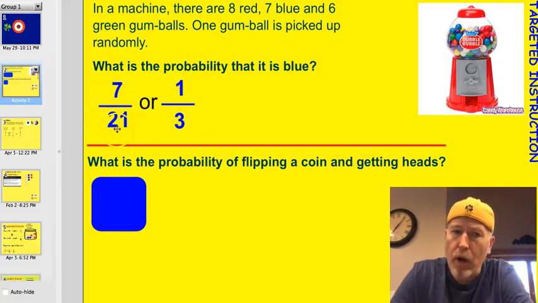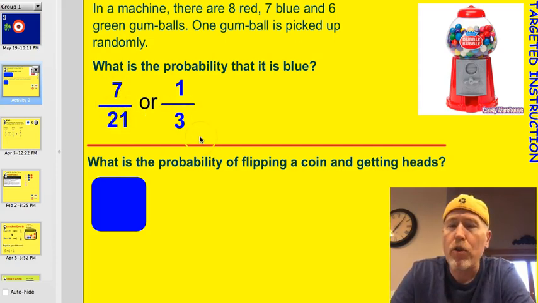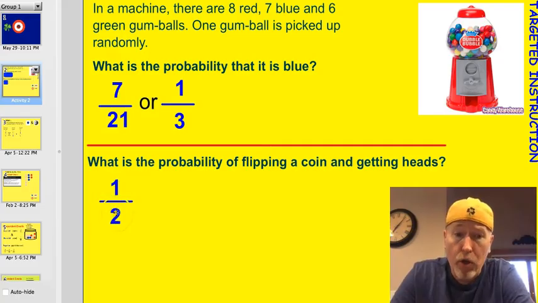Well, total of 21 outcomes. 7 of them are blue, so 7 out of 21. That's the probability. We can reduce that down to 1/3. What's the probability of flipping a coin and getting heads? Here's another example. Well, total of 2 outcomes. 1 heads, or 1 favorable outcome, so it's 1/2. There's your review for tonight.